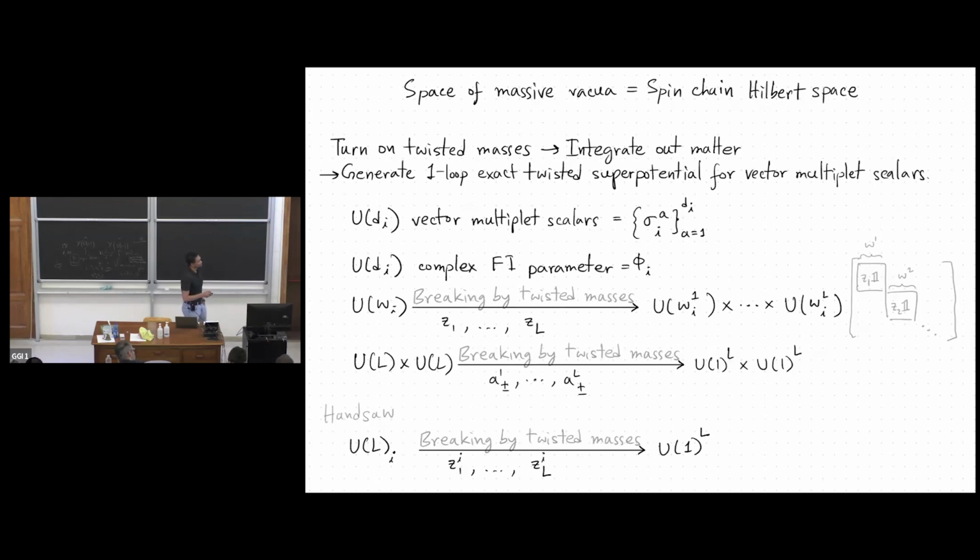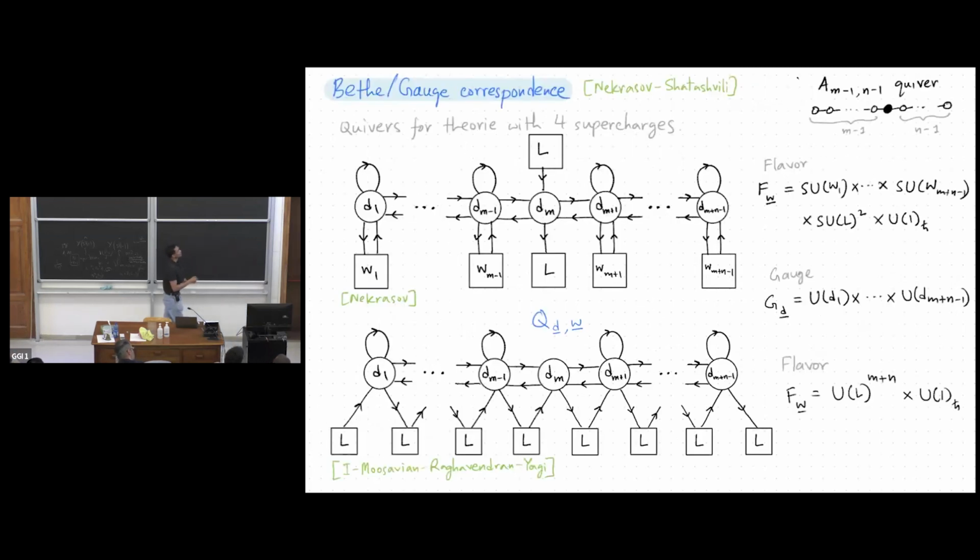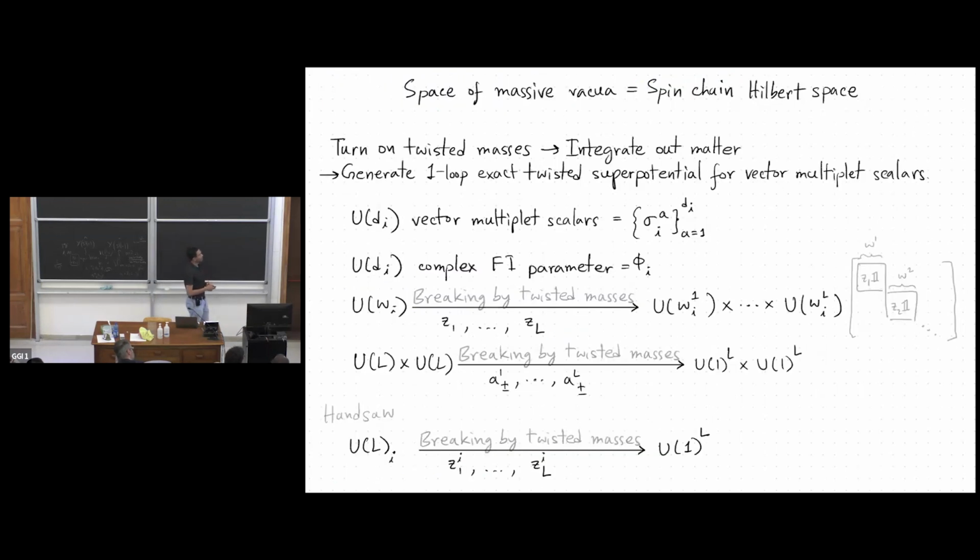So if the adjoint scalar, let's say that this whole matrix represents the adjoint scalar in the background vector multiplet, then by turning on masses, you force this to be in a block diagonal form corresponding to each twisted mass. Depending on the symmetry breaking pattern, you have different sizes of these blocks. So you do this for the quiver for the finite dimensional spin chains, and for the other one, you break each U(L) to the maximal Cartan subalgebra by turning on twisted masses.